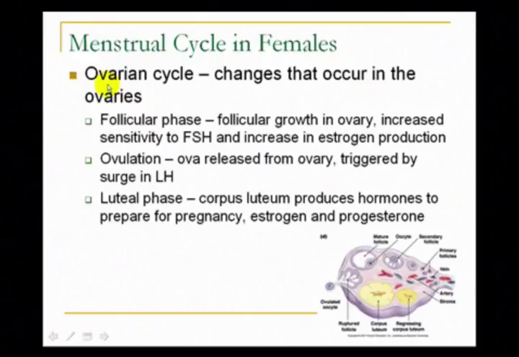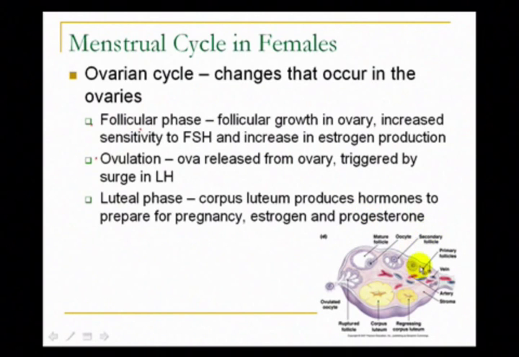So we're going to go through what's happening in the ovaries first, in the ovarian cycle, and then we'll go over the uterine cycle, the changes that are happening in the uterus. There are kind of three phases of the ovarian cycle: the follicular phase, ovulation, and then the luteal phase. What's happening during the follicular phase is the follicle is developing in the ovary.